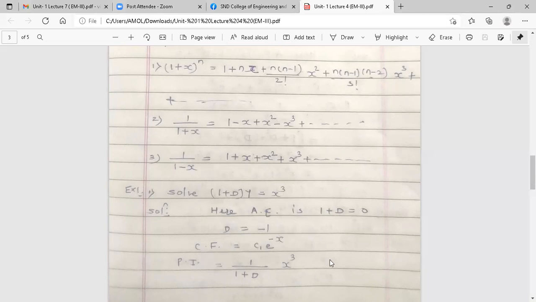Now the PI. The formula is 1 upon φ of D into f of x. 1 upon φ of D is here 1 upon (1 plus D), and f of x is here x cube.